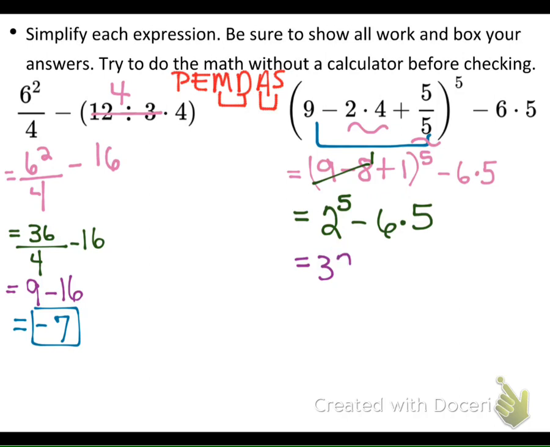Whoa, what am I doing? 32 minus 6 times 5. Okay. Keep following my steps or my recipe. I am done with exponents. Now I go to multiply and divide. Do I have any multiplication or division in here? 6 times 5, which equals? Okay, so I'm going to take 32, bring down my minus, and then 6 times 5 is 30. And my last step is what? 32 minus 30, which is 2.